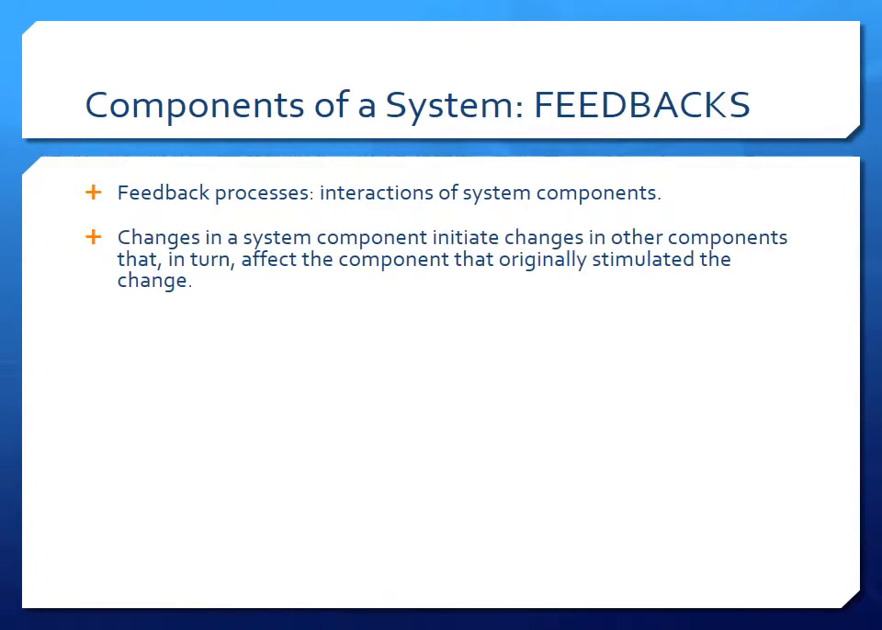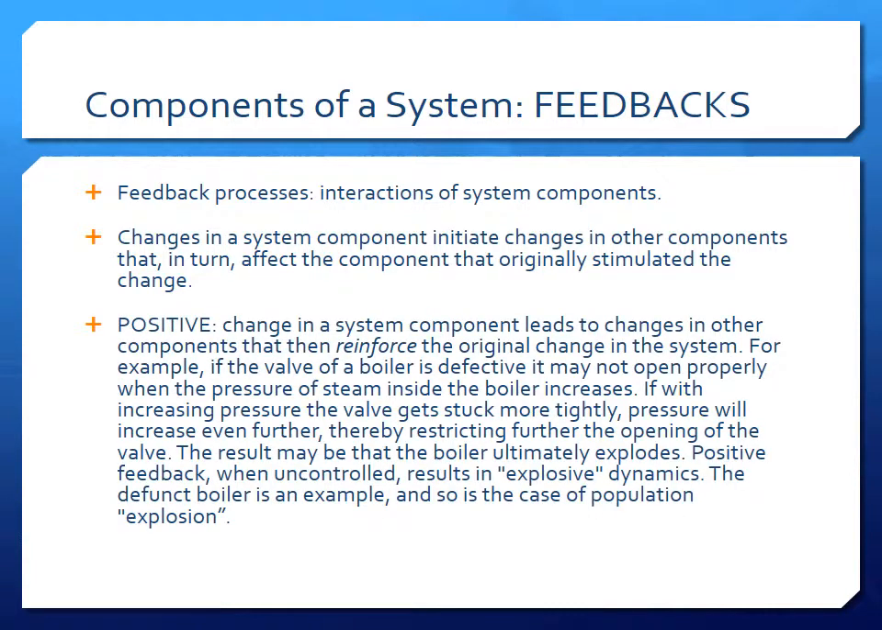The next component of the system are feedbacks, and feedbacks are essentially interactions of system components. One component of a system will interact with another, and that generates a feedback. The changes in a system component initiate changes in the other components that in turn affect the component that originally stimulated the change. So that's how the feedback works. One component changes, it exerts this change or diffuses its change among the other components. These other components, while changing, affect the original changed component back. And that's how the feedback is generated.